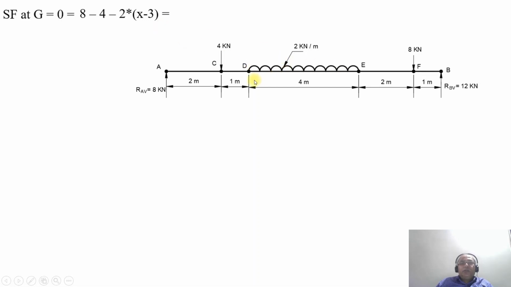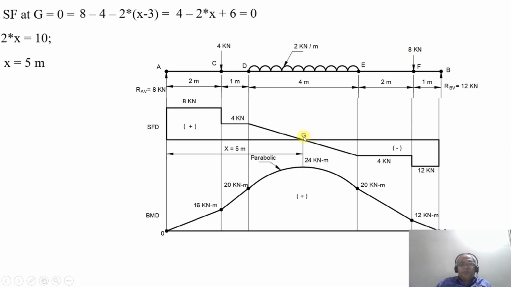The UDL will be acting at a distance of x meters from D. So that is minus 2 into x. That is the total distance. x is from here to here, it is the total x. x minus 3 will give you this distance, which is between the section xx, that is G to D. So minus 2 into x minus 3. On simplification, you will get x equal to 5 meters. So from the section point where the SF changes its sign to the free end A is 5 meters. So this is how you will be able to get this point.